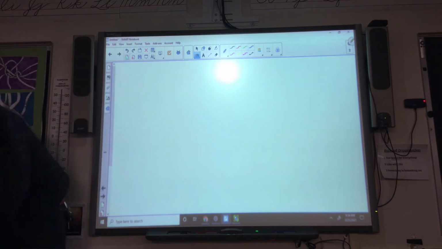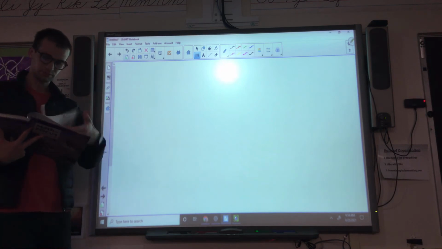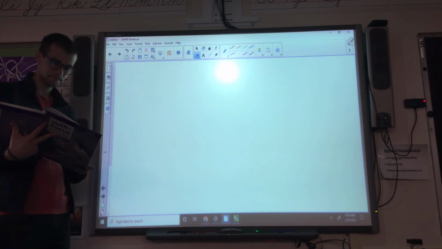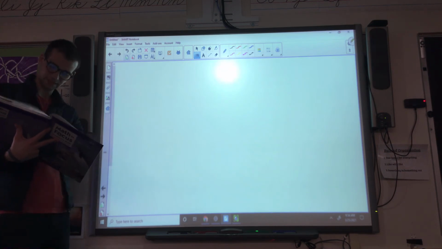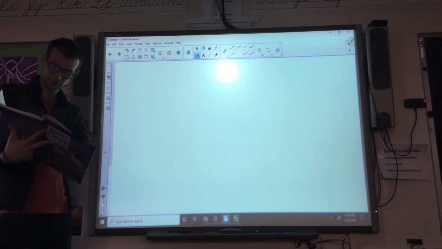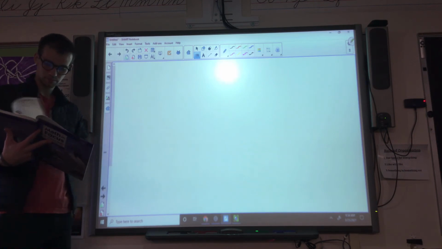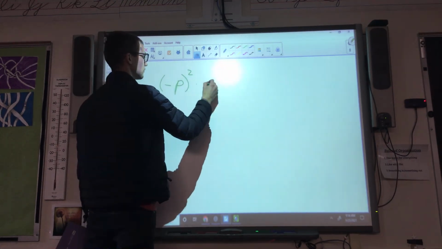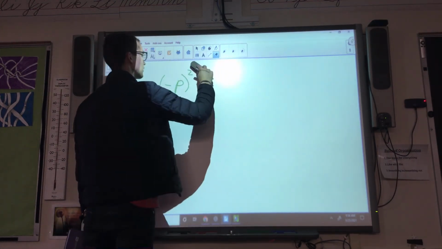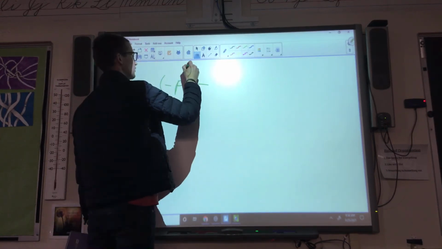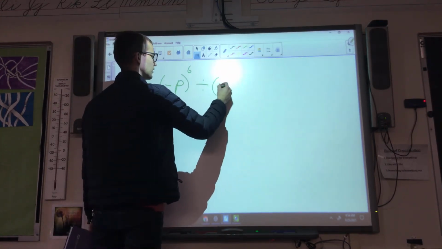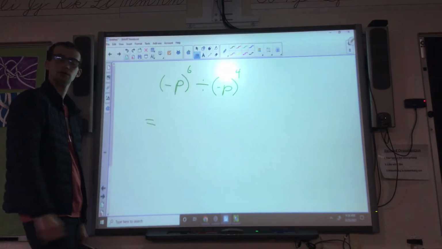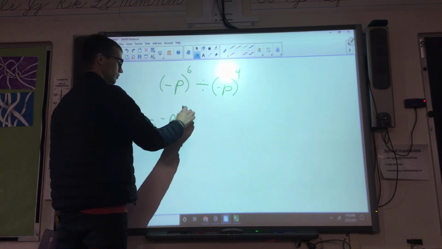So if it has, let me see if there's another one I want here. What if I have negative p to the 2nd? I don't want second, I want negative p to the 6th divided by negative p to the 4th. What does that become? Negative p to the 2nd. Like that?